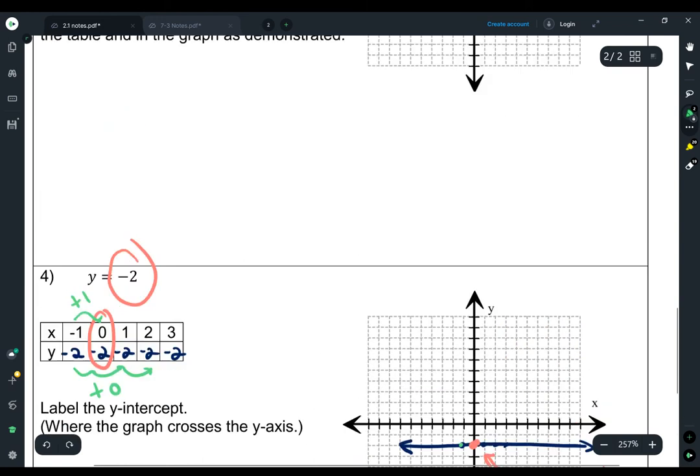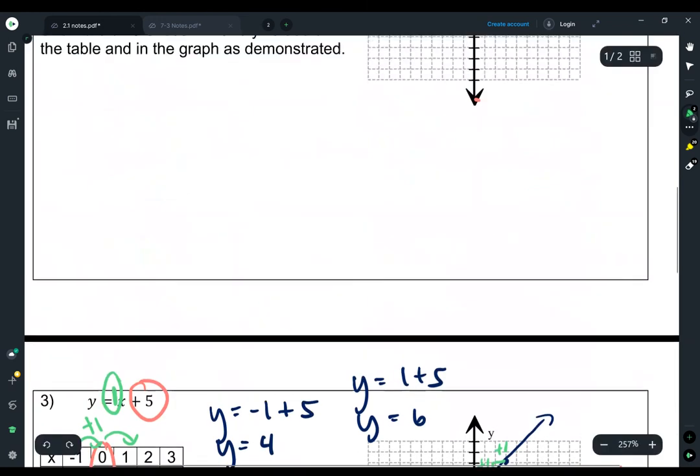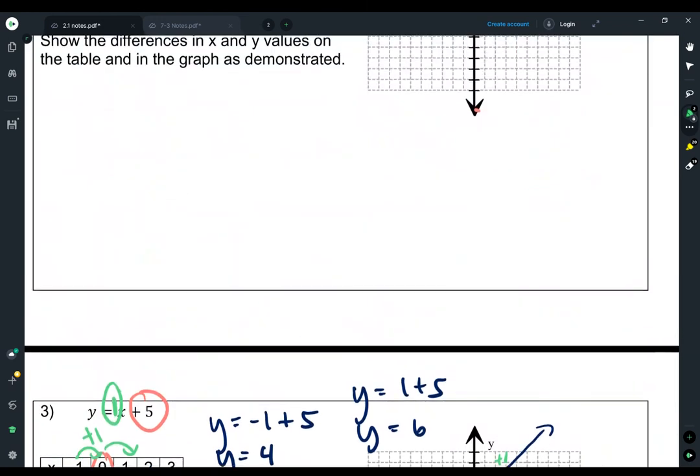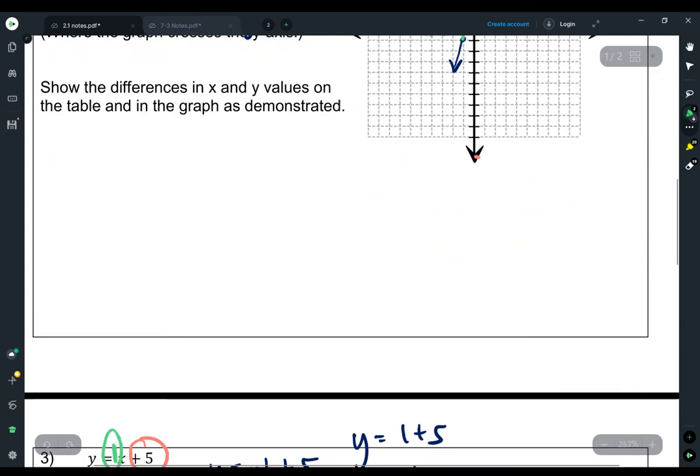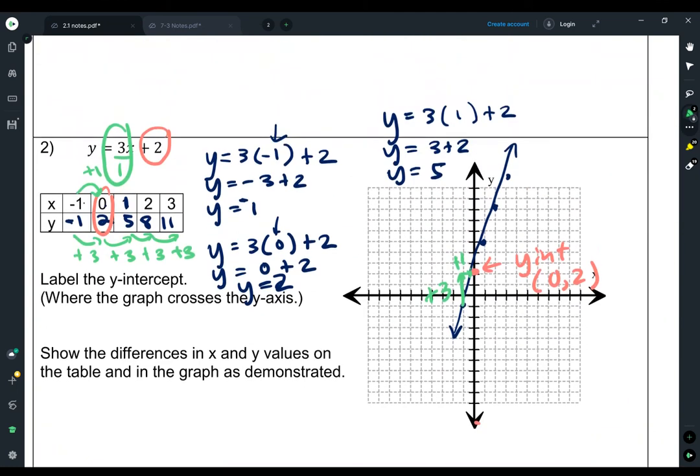So that is it for our notes, just kind of beginning working with tables and starting to maybe draw some connections between equations and tables and graphs.